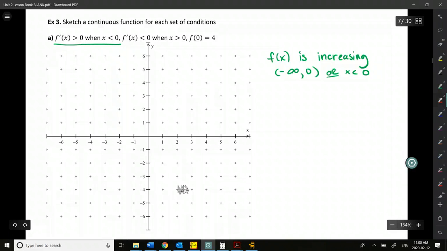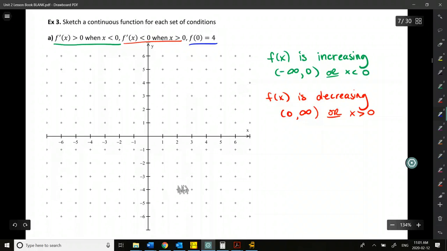Okay, and then what does this second part tell us? Sorry, this part right here. f'(x) is less than 0 when x is greater than 0. So f(x) must be increasing or decreasing here? Decreasing, from 0 to infinity, or if you're using inequality notation, when x is greater than 0. And I also have a point on my function. It's (0, 4), so let's plot it.